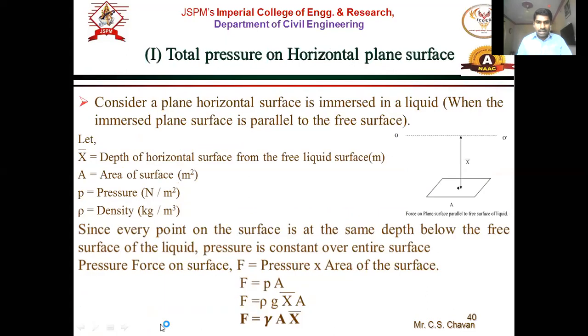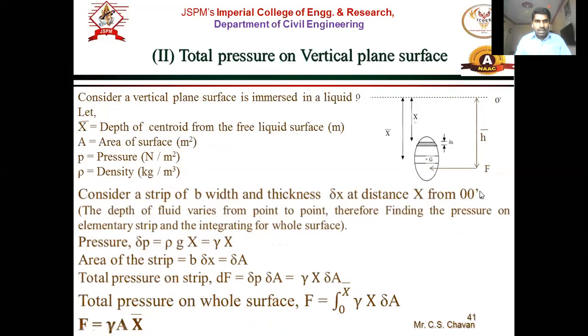In the first case, the same was the formula, right? F is gamma A x bar for the horizontal plane surface. Now in the vertical plane surface, it is again the same. The total pressure is gamma A x bar. So the formula has not changed. The formula remains the same. The total pressure remains the same, that is gamma A x bar. Okay. So this is the total pressure, that is the F part we got.